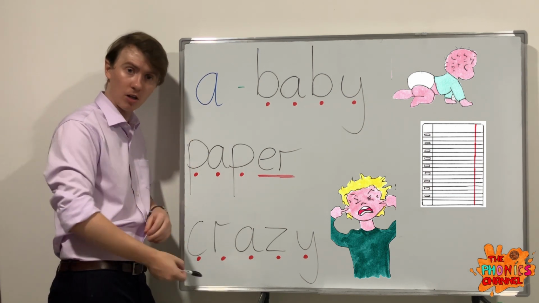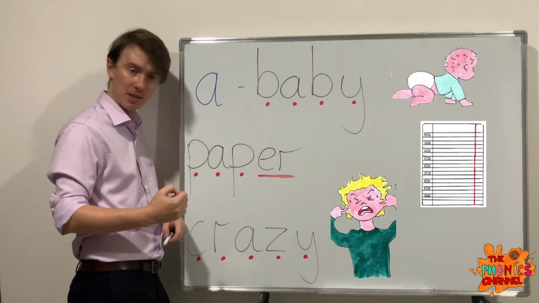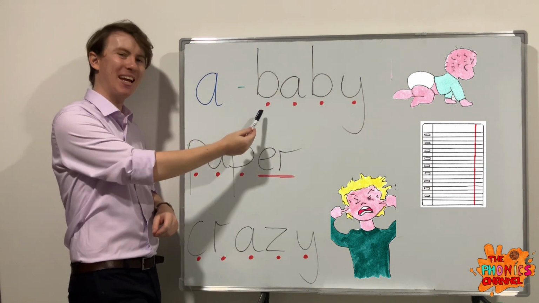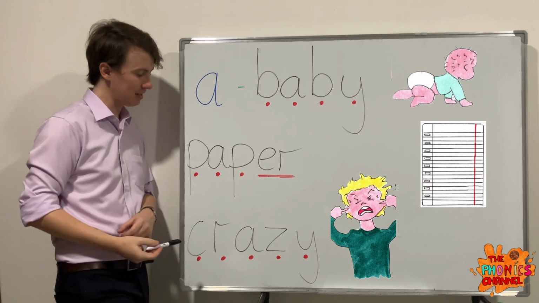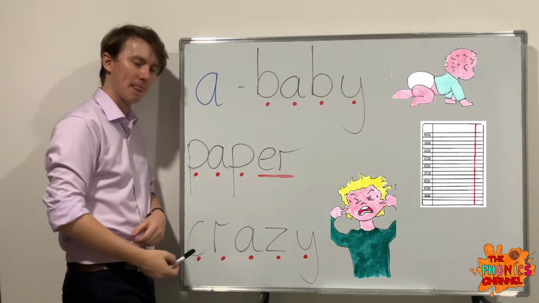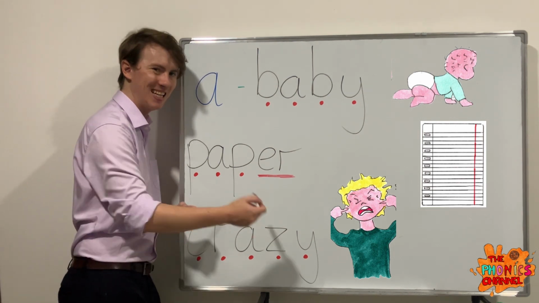Okay, so let's say them all again together. Make sure you're practicing at home with me and you're saying it with me. Okay, A, baby, B-A-B-E, baby. Paper, P-A-P-E, paper. And crazy, crazy, crazy.